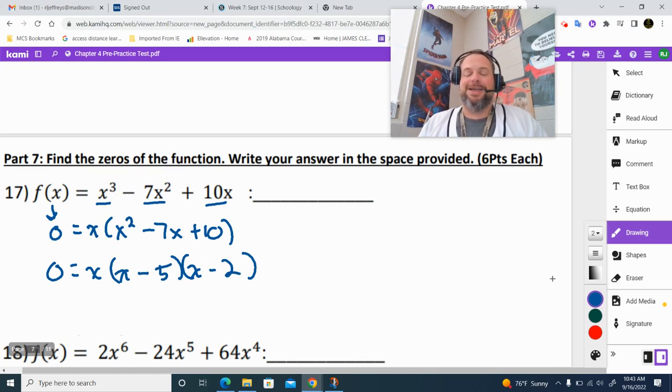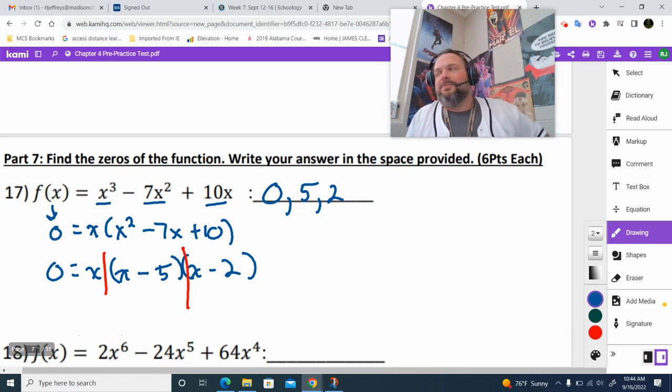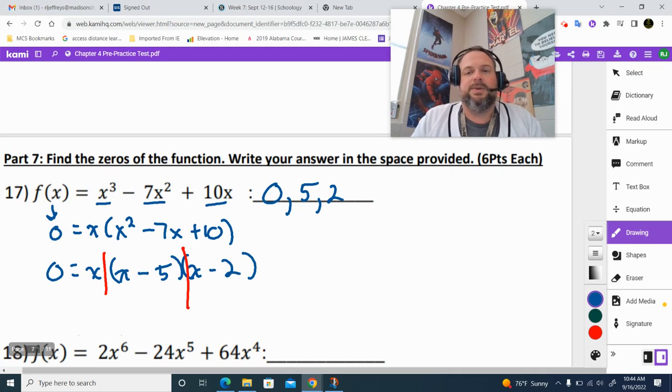And now, remember, we were talking about this where we would cut it. It's each of these. What's going to make each of these things 0? And again, the order that you put the numbers doesn't matter. Okay, so the actual answer for that is 0, 5, 2. Because remember, it's the opposite of what's in the parentheses.